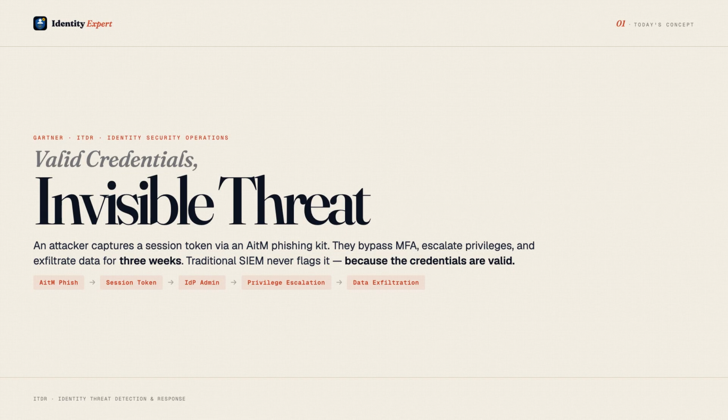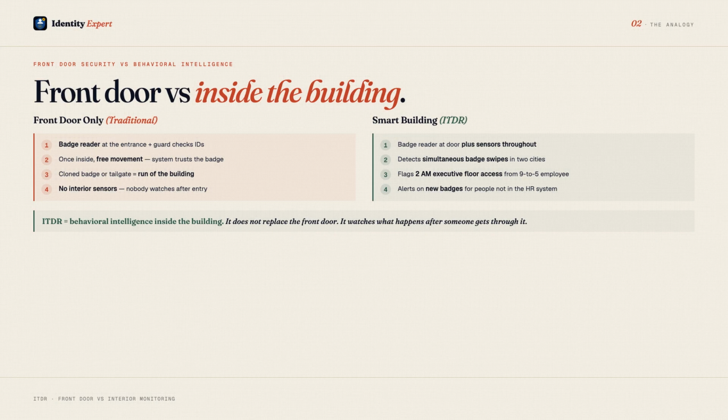ITDR does not watch the front door. It watches what people do inside the building. Think of a corporate office building with 2 different security approaches. The traditional approach, which is how most organizations run security today, focuses on the front door. You have a badge reader at the entrance. Maybe a security guard checks IDs. Once someone is inside, they can walk freely through the building. The security system trusts them because they badged in successfully. If someone tailgates through the door behind a legitimate employee or clones a badge, they have the run of the building. Nobody inside is watching.